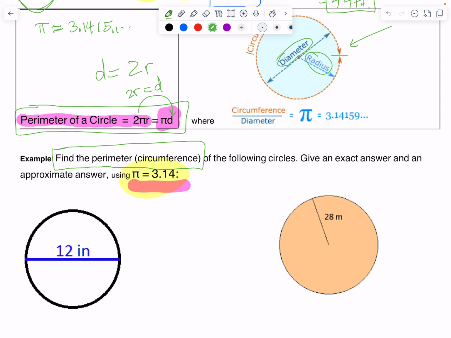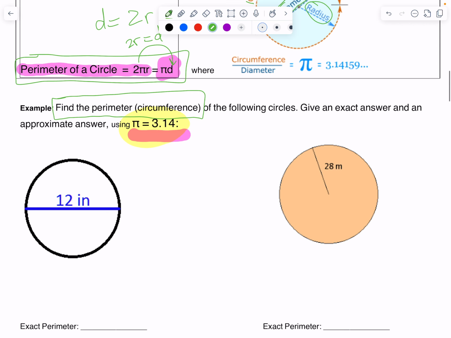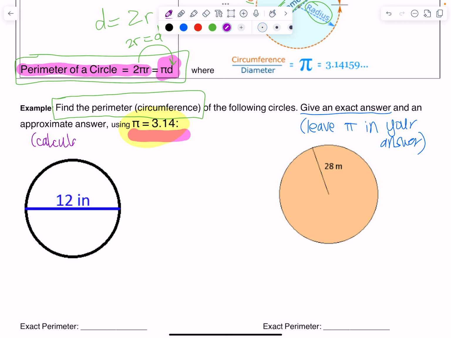Find the perimeter of the following circles, give an exact answer and an approximate answer. Just in case you're not familiar with problems like this, when they say an exact answer, what they mean is just leave pi, that symbol, in your answer. You don't need to replace it with 3.14. But when they say approximate, that means use a calculator with 3.14 for pi. Replace it and then use your calculator to multiply to get your answer.